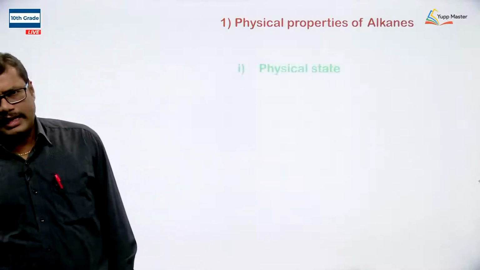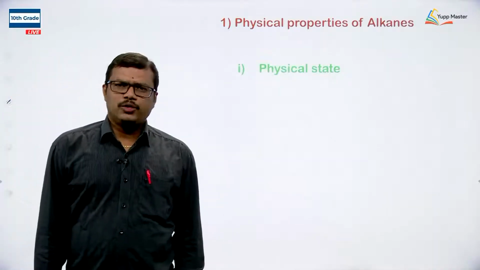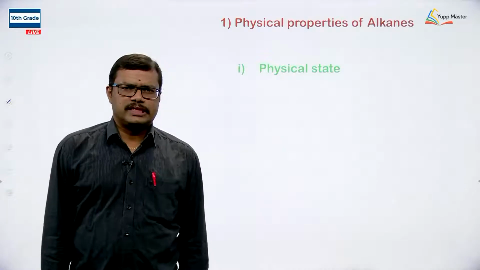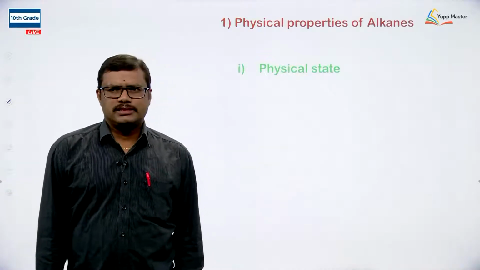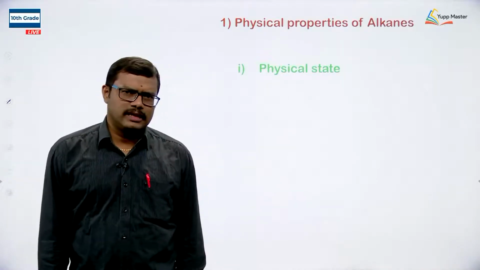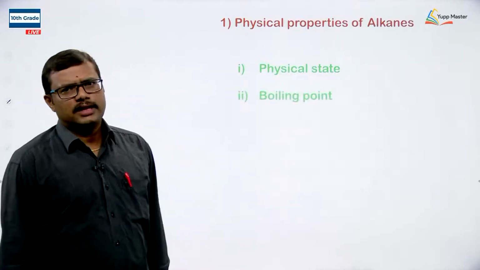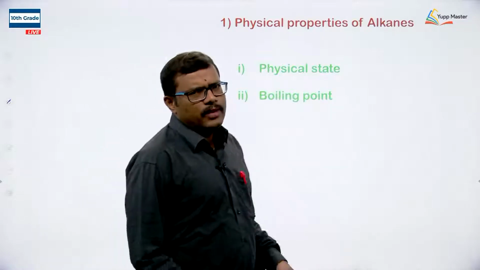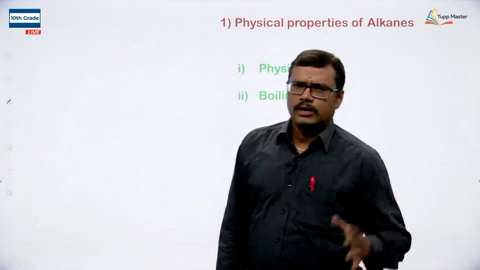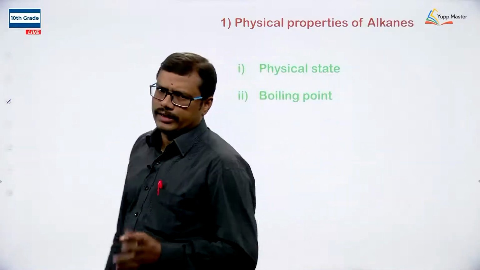So, the physical property like physical state. As you know, matter will exist in different physical states: solid, liquid and gaseous. So, how the alkanes exist in nature, their physical states will be discussed. And then the boiling points of alkanes. What are the boiling points of alkanes and how do they fluctuate? What are the factors which are affecting the boiling point?